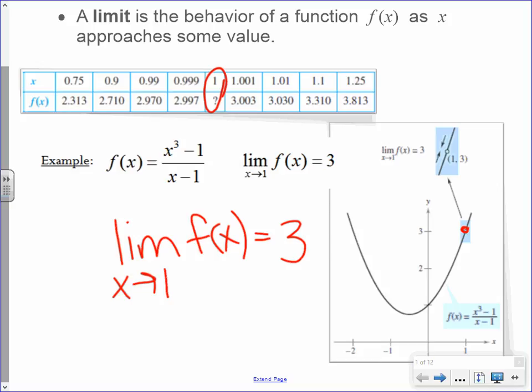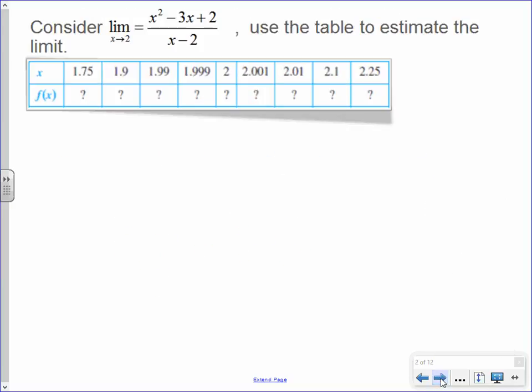So we're going to investigate this with some numbers. I want you to write this down right here. The limit, there should not be an equal sign there, so I need to get rid of that. So ignore that little red blob. The limit as x approaches 2 of x squared minus 3x plus 2 all over x minus 2. Okay, that's the function we're working with, and we're looking at the limit as x approaches 2.